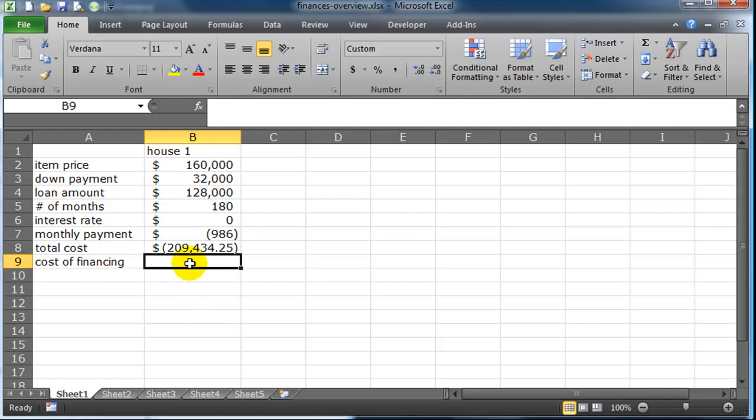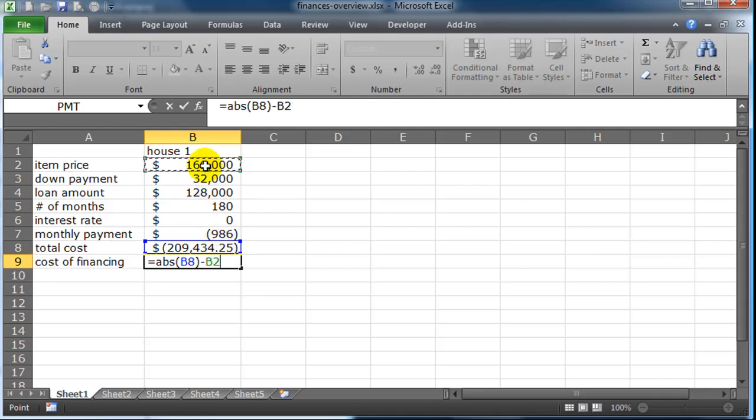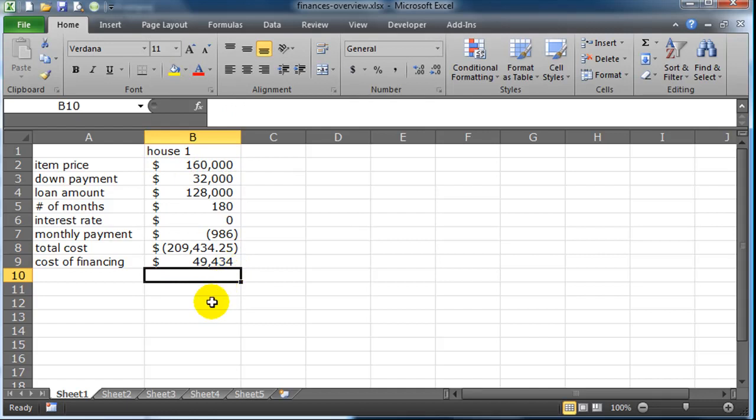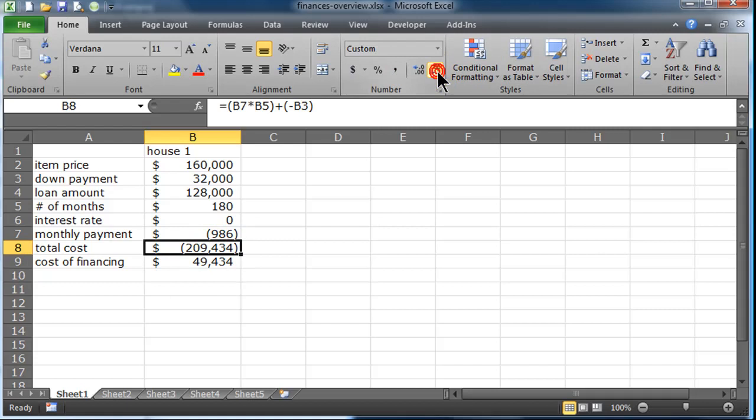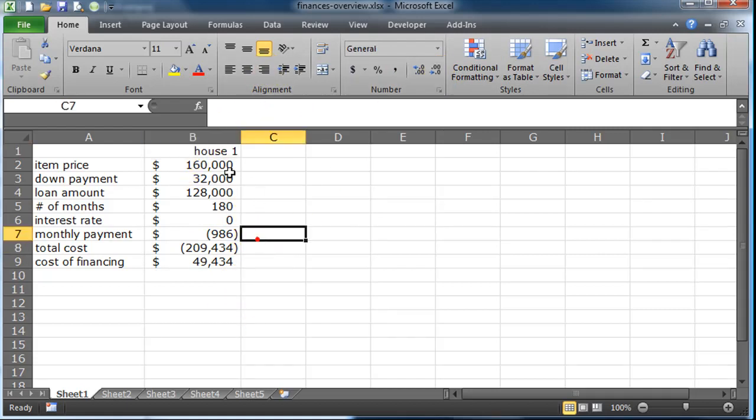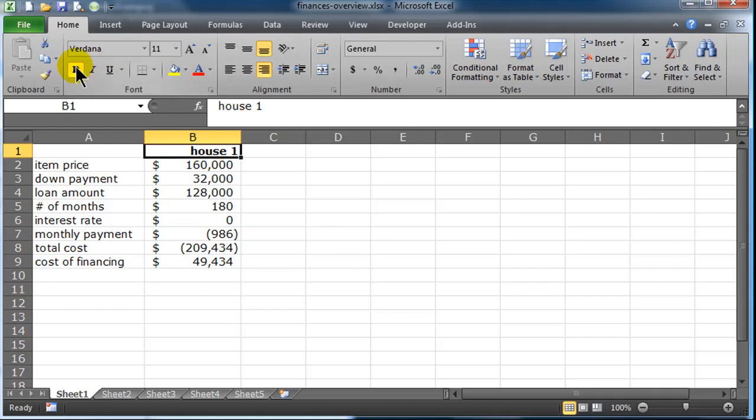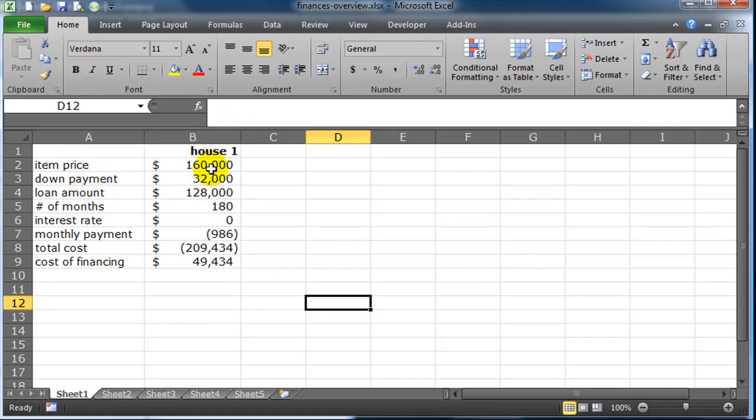So I'm going to do a little bit of an Excel function here. I'm going to take the absolute value of my total cost, and I'm just going to subtract the original price of the item. Okay, so the absolute value of my total cost minus my item price, and that's going to result with just about 50 grand. Let me go ahead and take the decimals off of this. There we go. So now we've got some information. Align that to the right. Bold.